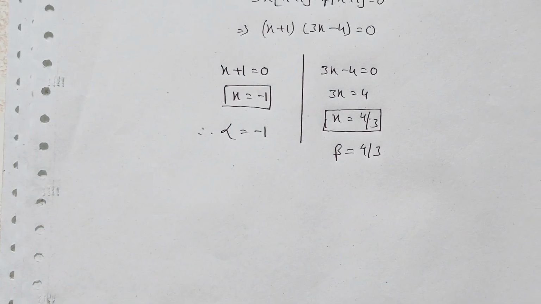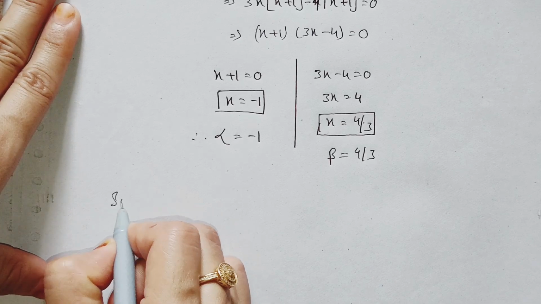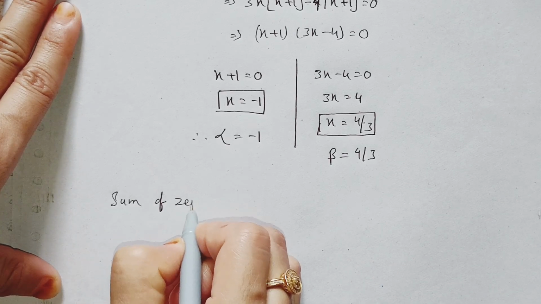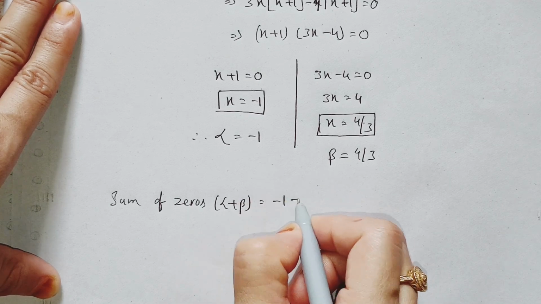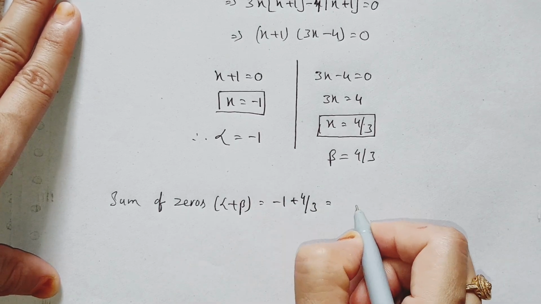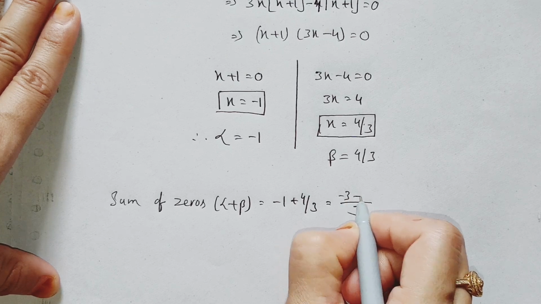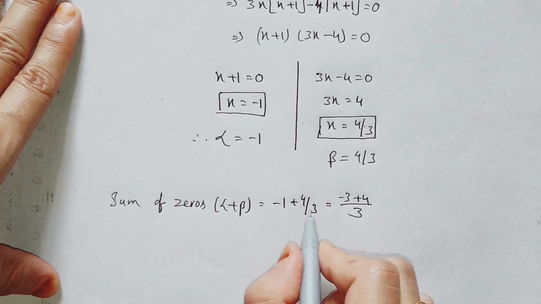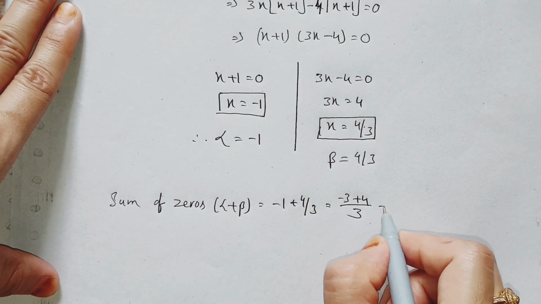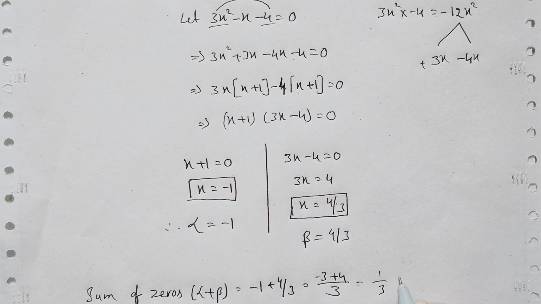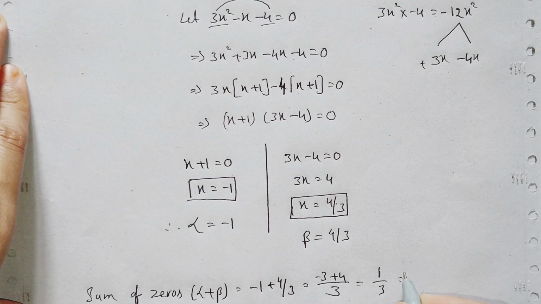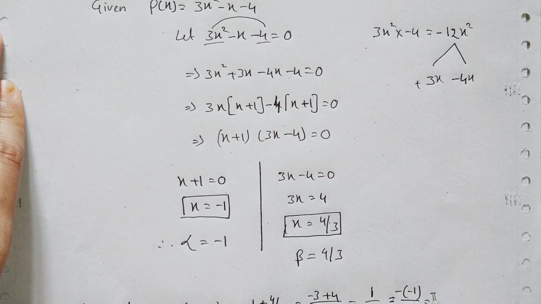Now we'll do the sum of zeros. Sum of zeros, which is alpha plus beta. Minus 1 plus 4 by 3. It means minus 3 plus 4, 3 is the LCM, then 1 by 3. What is 1 by 3? So this 1 I can write as minus of minus 1 by 3.